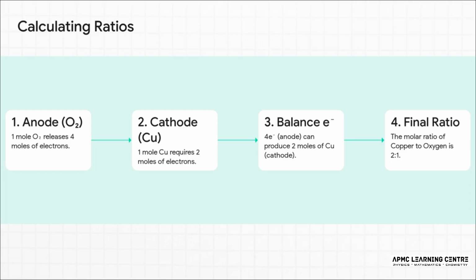So let's take copper sulfate as an example. At the anode, making 1 mole of oxygen releases 4 moles of electrons. At the cathode, those 4 moles of electrons can be used to make 2 moles of copper, because each copper ion only needs 2. So what's the final ratio? For every 1 mole of oxygen, you get 2 moles of copper, a 2-to-1 ratio every time.